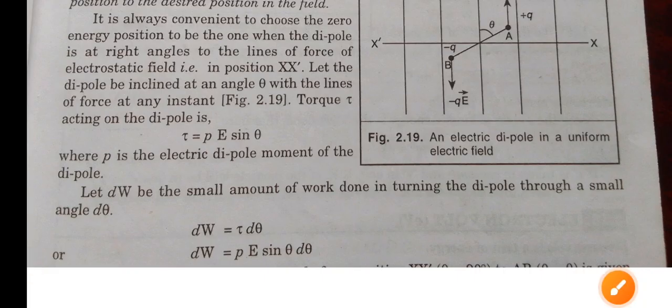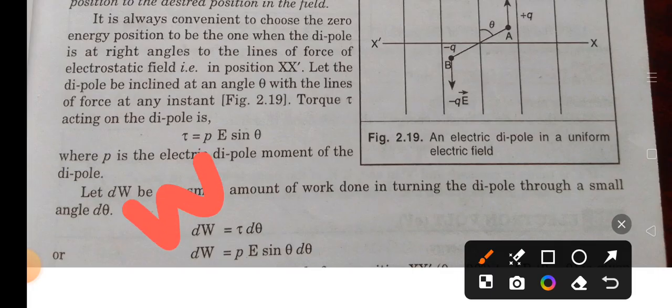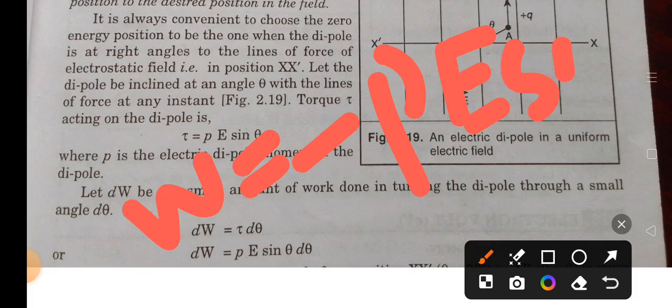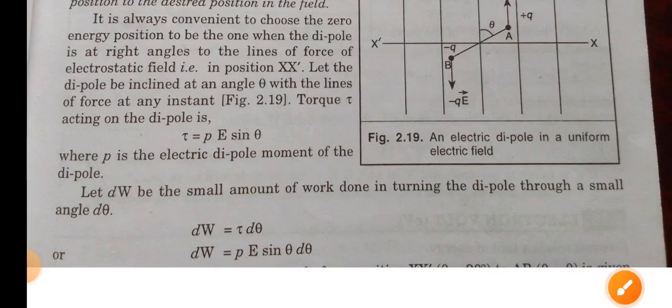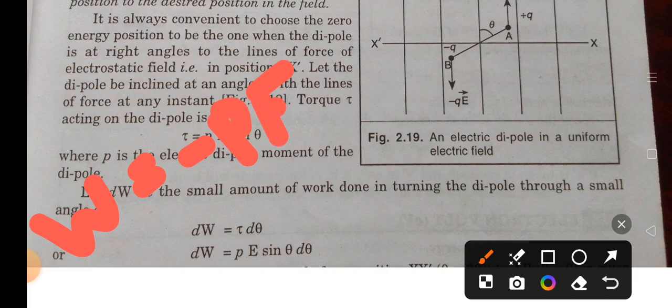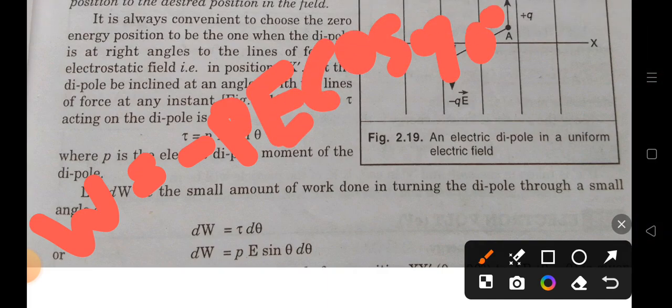So the final work done W will be minus pE cos theta. This is an important formula, remember it. Suppose theta is equals to 90 degrees, then the work done is minus pE cos 90 degrees is equals to 0, because cos 90 is 0. So this gives the position of zero potential energy of the dipole. We studied zero potential before. So this gives the position of zero potential energy of the electric dipole, when theta is equals to 90 degrees.